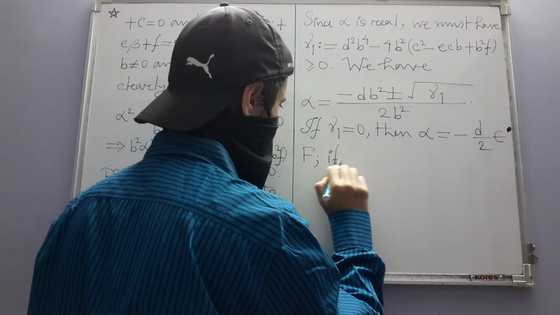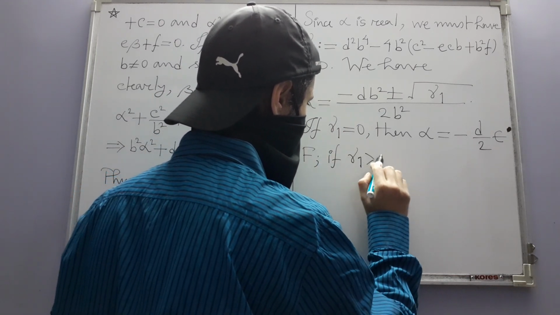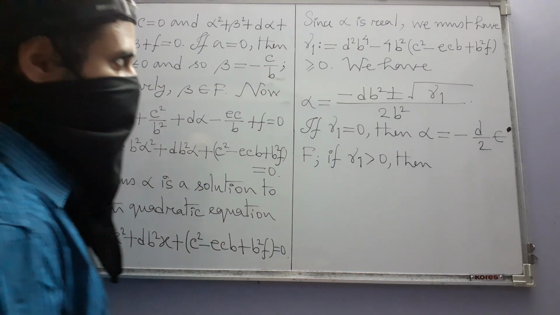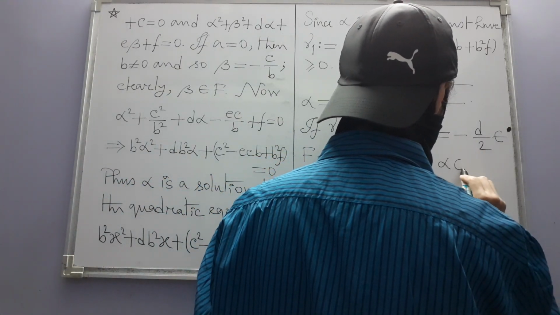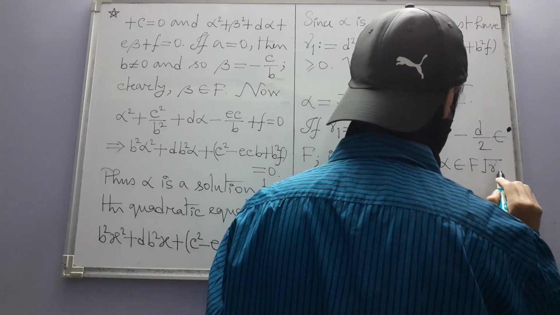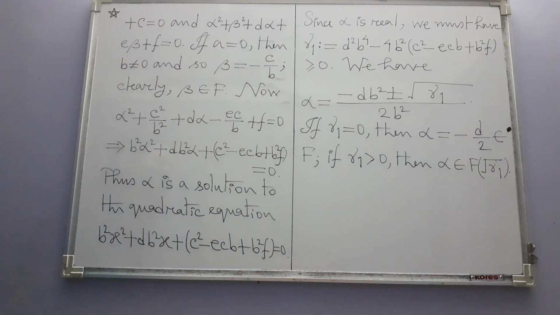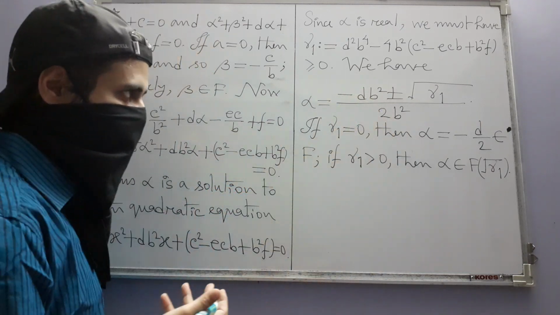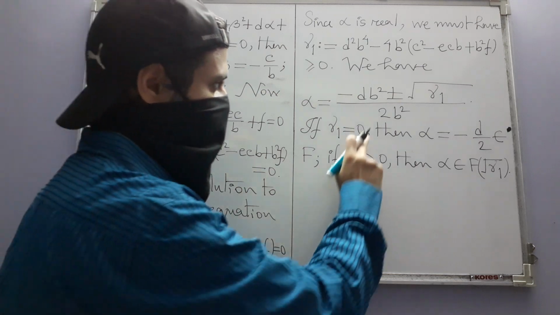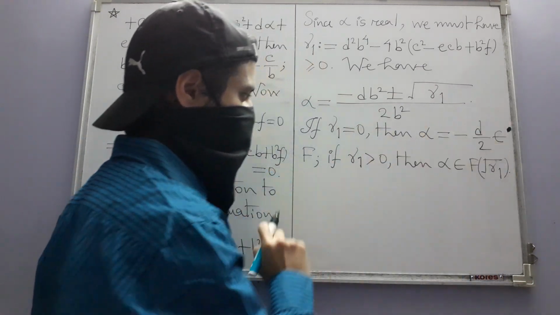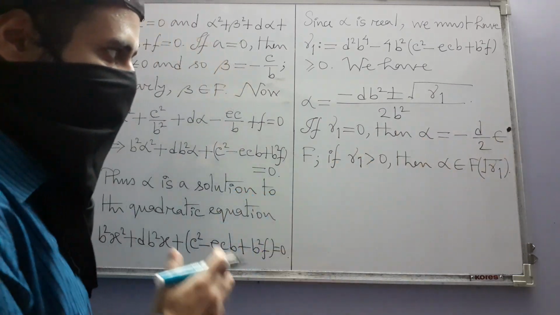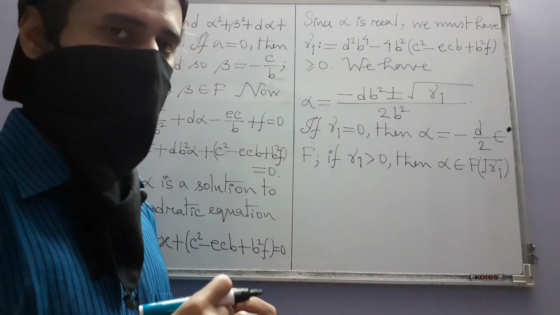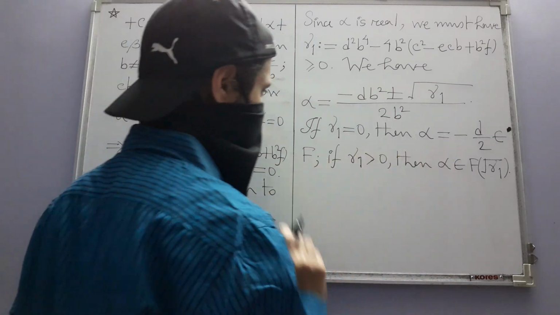On the other hand, if gamma 1 is positive, then you look at alpha. Can I directly write this? I can. Why? Because all these numbers that you see, d and b, 2, these are all in F. And why is 2 in F? Here also we need 2 to be in F in order to have this conclusion. That is because F is a subfield of the field of real numbers, and any such subfield contains all the rational numbers within itself. So 2 is in F.